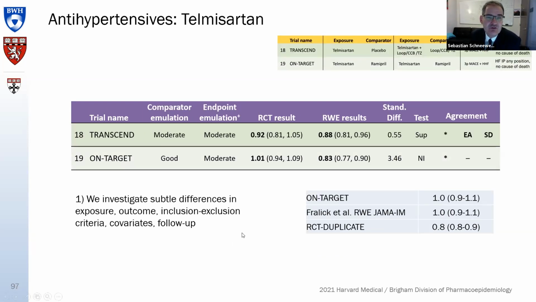Number 18 and 19, TRANSCEND and ONTARGET. TRANSCEND worked out quite nicely so far, 0.92, 0.88. We were quite happy with that, although we had, again, more information and tighter confidence intervals than the RCT. On ONTARGET, it's a null finding, it's a non-inferiority trial, and we still need to try to find out what exactly went on here that we cannot emulate this.